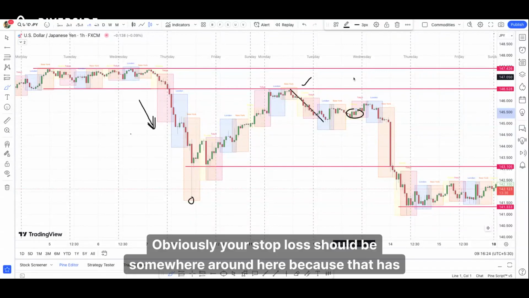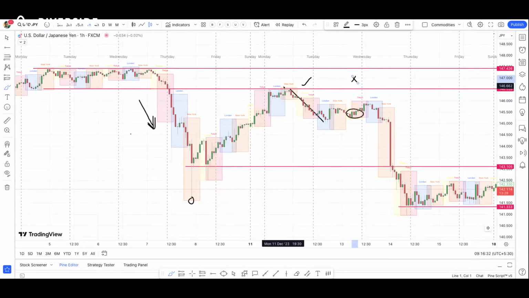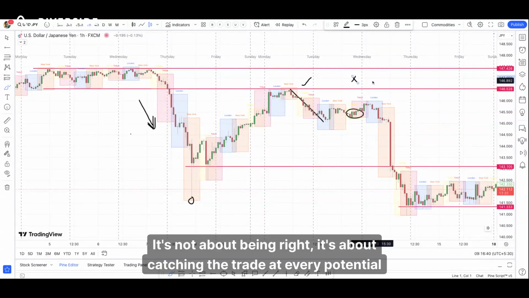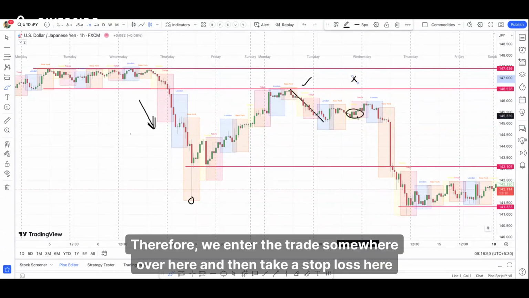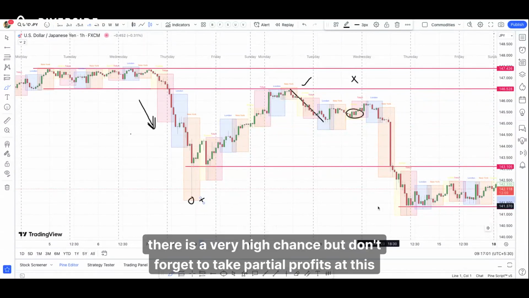Okay, obviously your stop loss should be somewhere over here, because that has been the highest point achieved previously. Okay, there's a high chance that it could go back and hit those highs. That's fine. It's not about being right, it's about catching the trade at every potential opportunity possible. And we are exploring one such opportunity. Therefore, we enter the trade somewhere over here, take a stop loss here, and probably aim for a target of at least this. Okay, there's a very high chance.